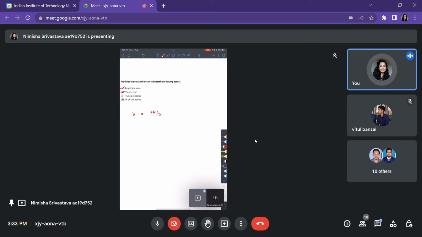So this looks very similar to what? No, option C is not right, Tushar. So wave number is comparable to frequency. Okay, so frequency is something that is related to phase, and therefore phase error is a part of that, and amplitude error.